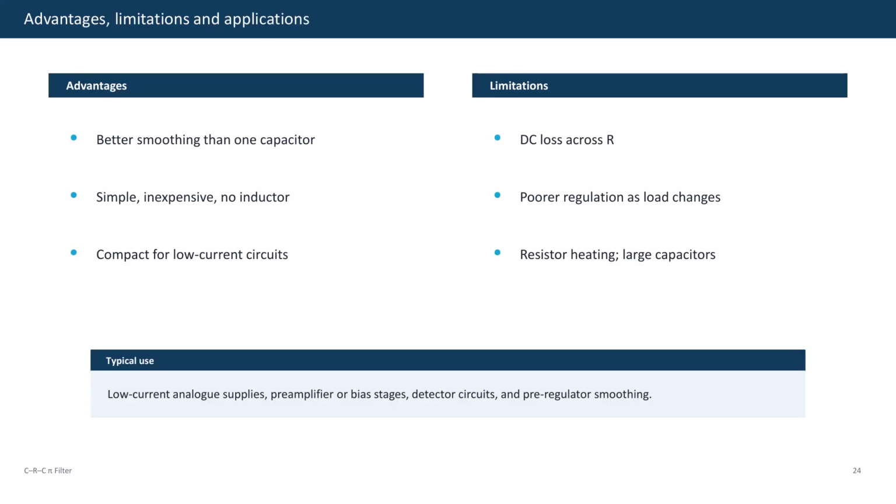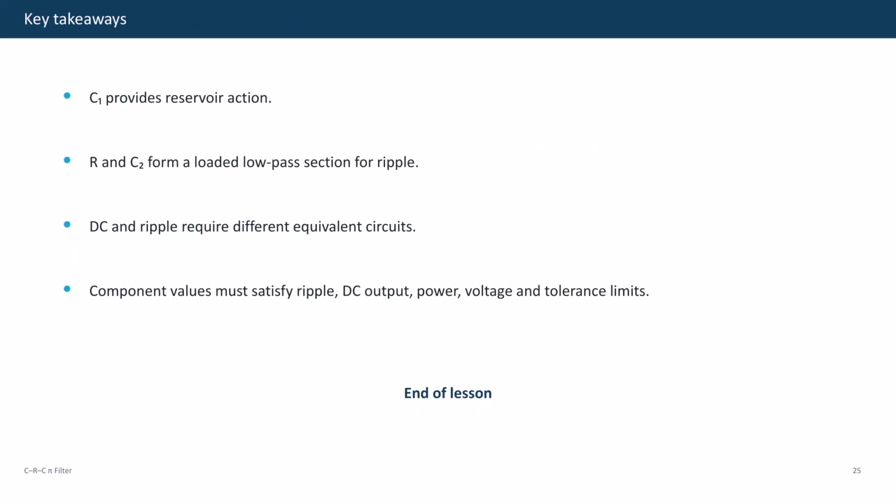The pi filter gives stronger smoothing than a single capacitor and remains simple, inexpensive, and compact because it uses no inductor. Its disadvantages are DC voltage loss, poor load regulation, resistor heating, and potentially large electrolytic capacitors. It is therefore most suitable for low-current analog supplies, bias and preamplifier stages, detector circuits, and extra smoothing before a voltage regulator. C1 provides the main reservoir action.